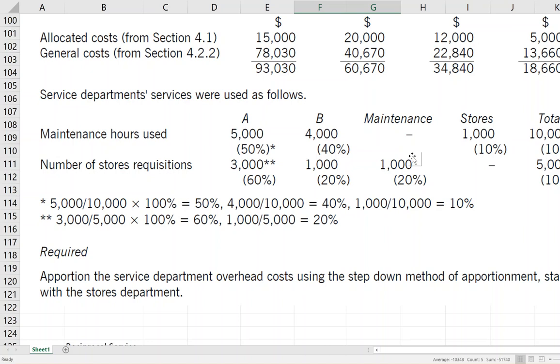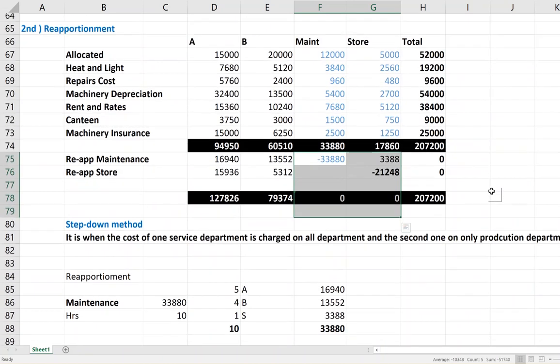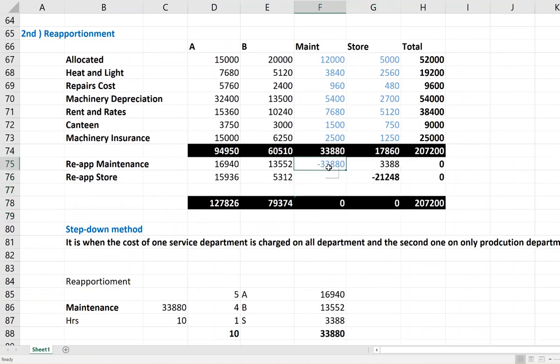If you start from maintenance, for example, your answer will be different. If you start from store, your answer will be different. So if they have the step-down method in reciprocal service, they will tell you which department to start with. Like in this question, they told you to apportion the service department overhead costs using the step-down method of apportionment, starting with the stores department. They said start with the store department. If they don't tell me, I would start with the department that has the highest cost.